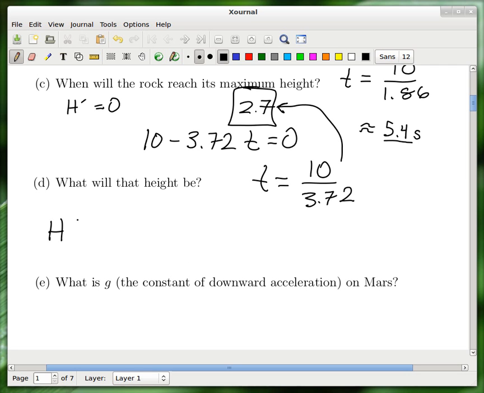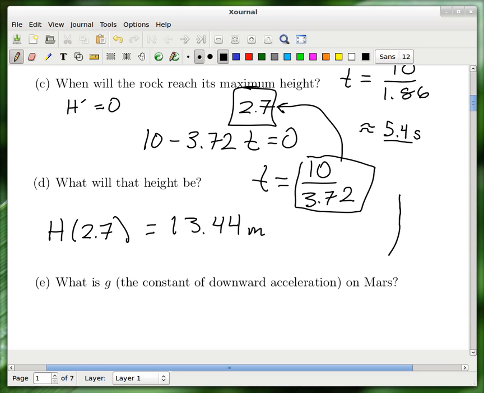So what is this? You take the height equation and you plug in this special value, 2.7, and I actually use this more accurate value. What comes out turns out to be 13.44. That's a lot of ugly computation when you don't have a calculator. It's kind of interesting to think about what it means, though. Initially the rock is thrown up at 10 meters per second, right? So you would think that it would get higher than that, but it's slowing down the whole time. And with an initial velocity of 10 meters per second, the highest it gets is roughly 13.5 meters. So that's kind of interesting.